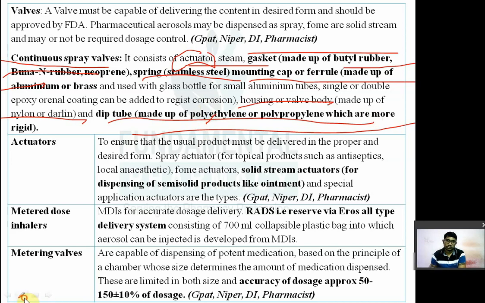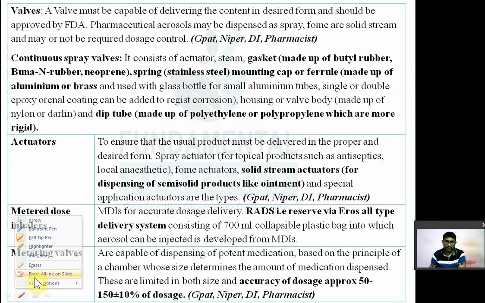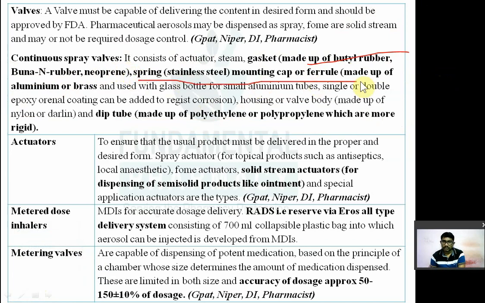ओके. सो एक्चुएटर का काम क्या है, रोल क्या है, उसका मटेरियल क्या है. Actuator, stem and gasket is made up of butyl rubber or Buna rubber or neoprene rubber. Then your spring is made up of stainless steel. Mounting cap or ferrule is made up of aluminum or brass. Okay. And the dip tube is made up of polyethylene or polypropylene.